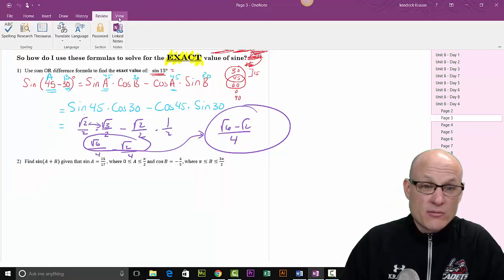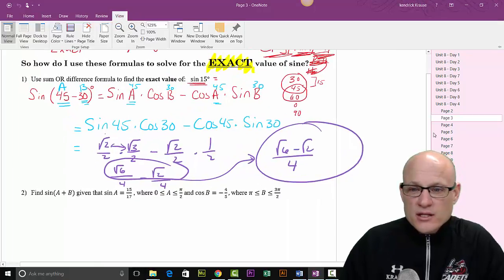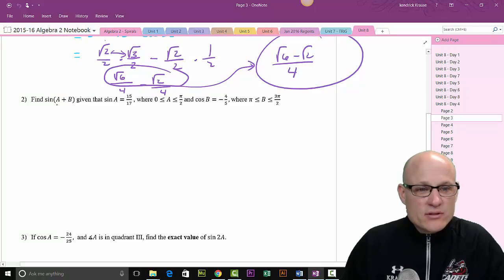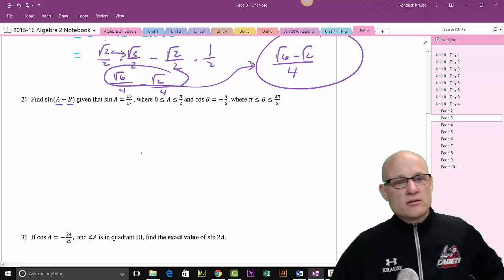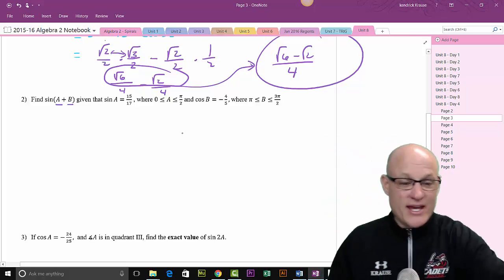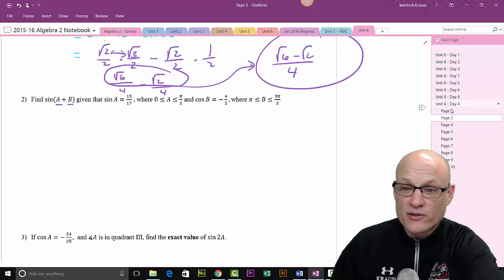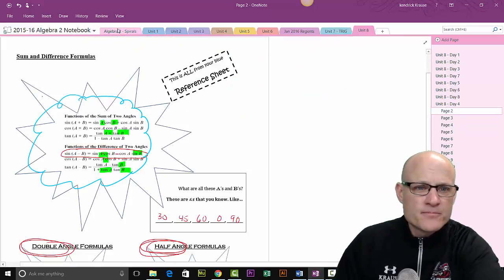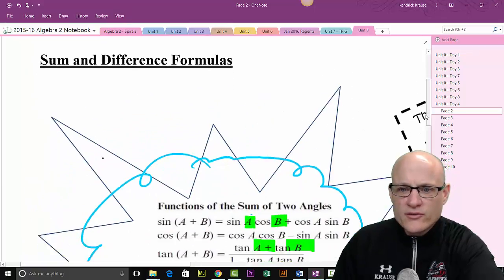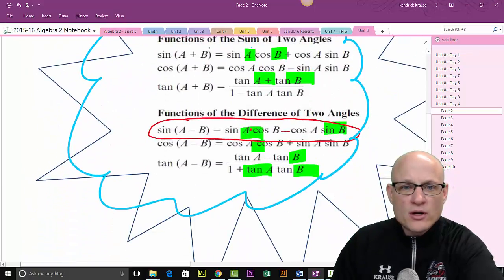All right, we're gonna start moving now. So let's see. I want to know what the sine of A plus B is. Now I'm going to use the sum formula. It's actually telling you, hey, use the sum formula. So let's go back to the sum formula. The sum formula is right here. We're going to use this formula.